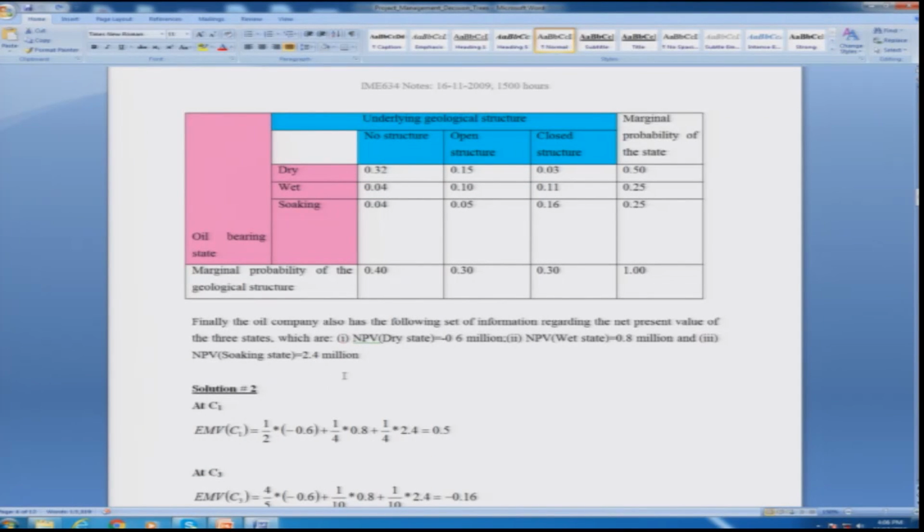Finally, the oil company also has the following set of information, which is the net present value of the dry state, which is a negative value. The net present value for the wet state is positive 0.8 and for the soaking it is 2.4. So, it is minus 0.5, plus 0.8, plus 2.4.